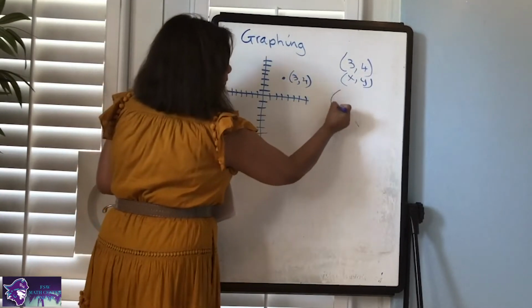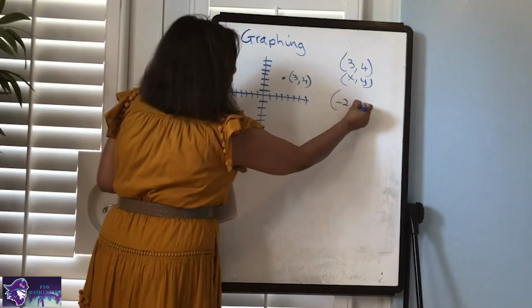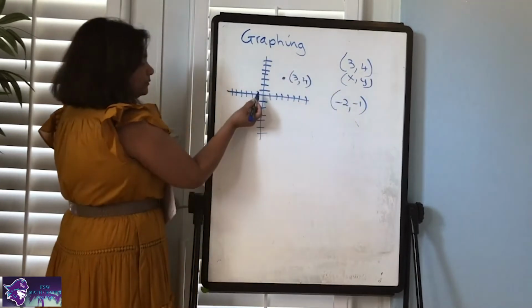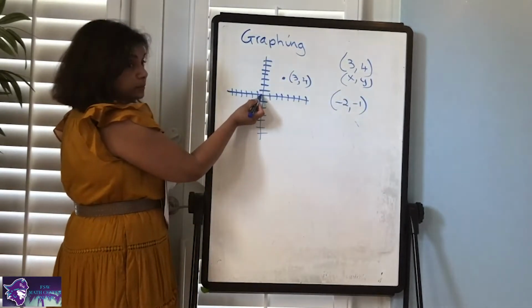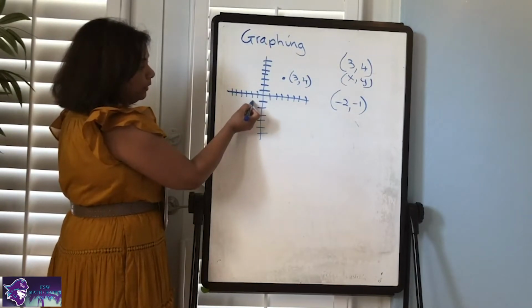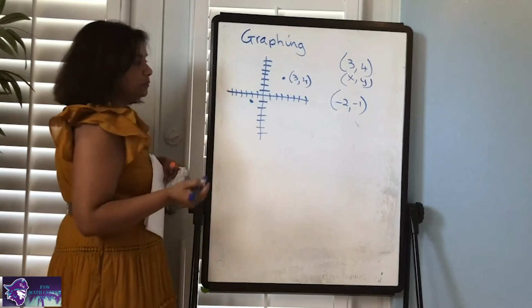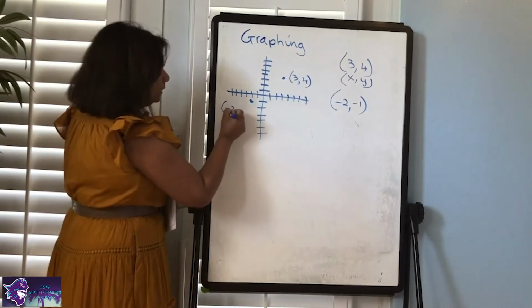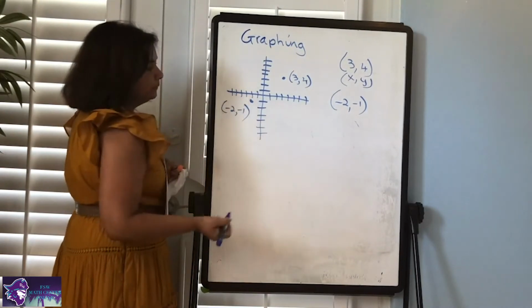Next point I have is -2, -1. -2 for x means now I'm going to go to the left. So I go left 2 and down 1 for y. And that happens to be in quadrant 3. So I have -2, -1.